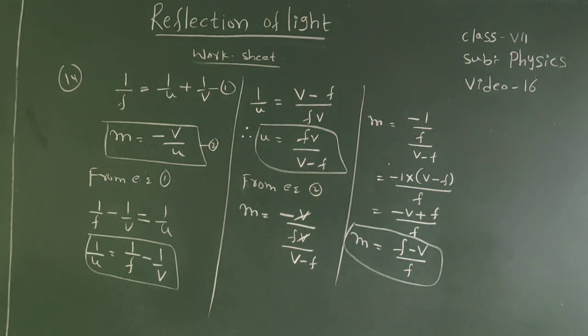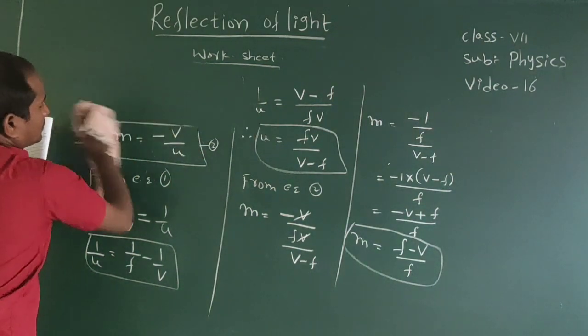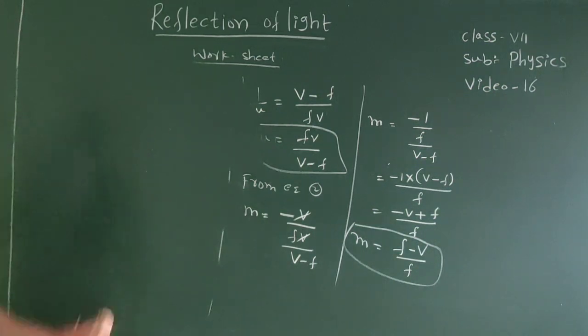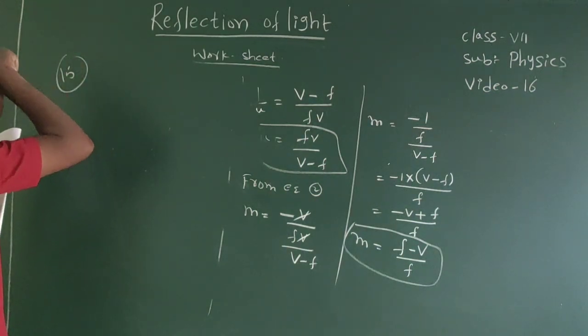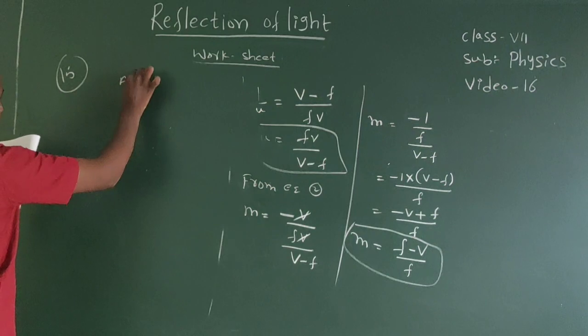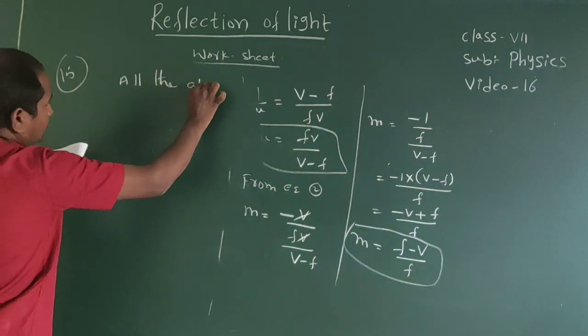Okay, next one, 15th one. Among the following, virtual image can be formed by: plane mirror always forms a virtual image, convex mirrors also form virtual images, and concave mirror also forms virtual images. So question number 15, the answer is all the above.